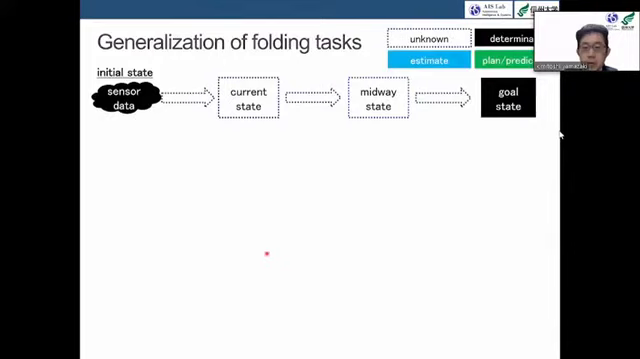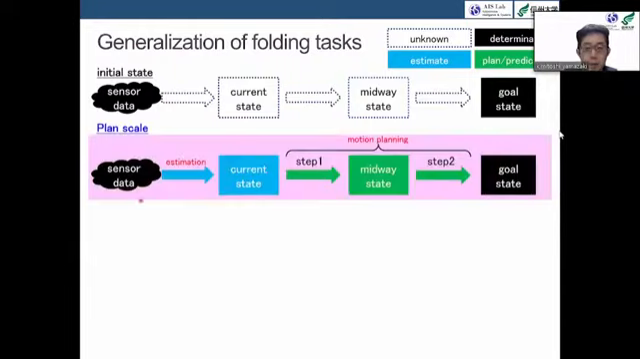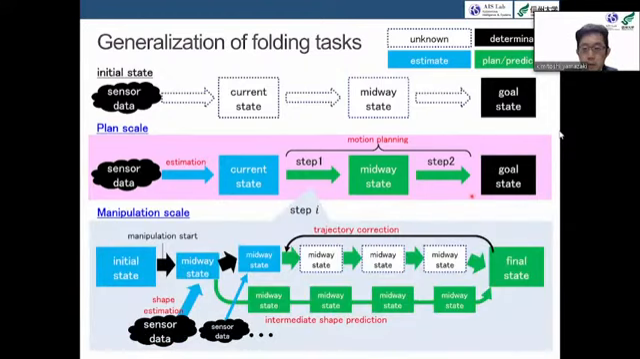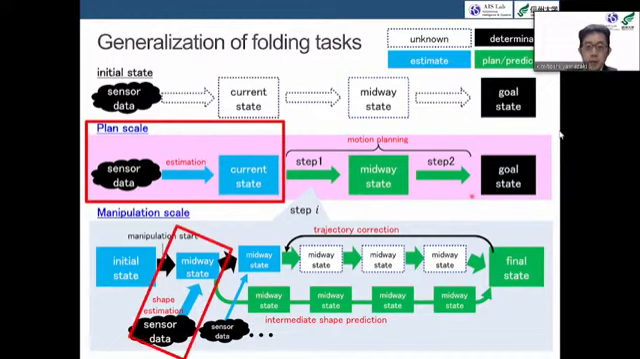To realize cloth manipulation as conceptualized on the previous slide, we are building a dual-level system as shown here. In the plan scale, overall motion planning, including midway state generation, is performed. In the manipulation scale, which is for executing each step, the cloth shape is predicted and controlled by appropriate perception and manipulation, which are online processes. Let me now explain in a little more detail.